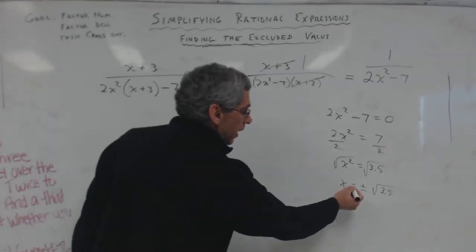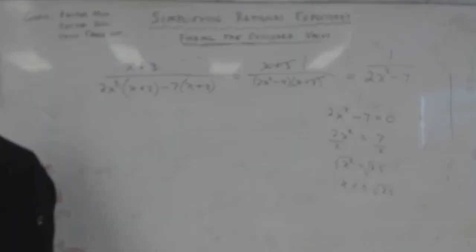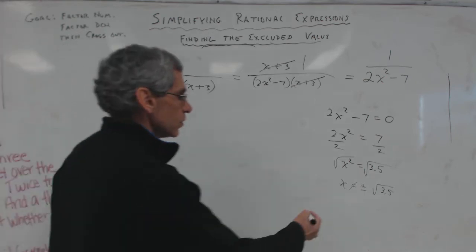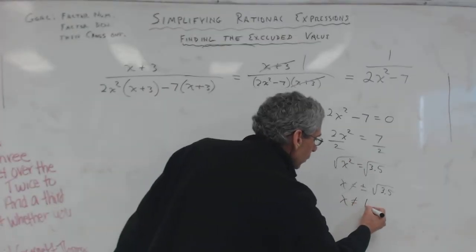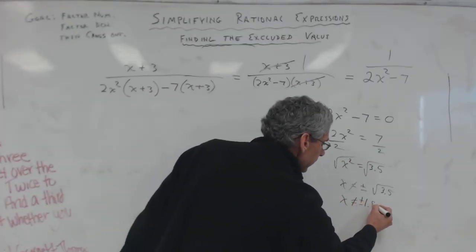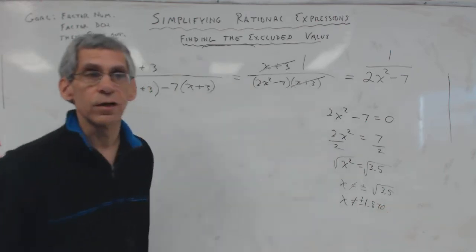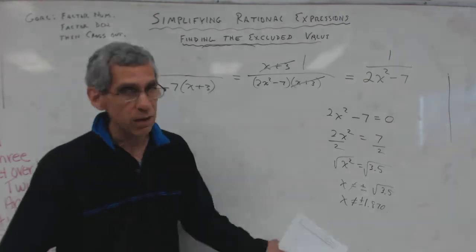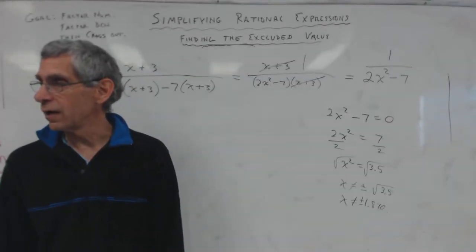So x cannot equal plus or minus the square root of 3.5. It's 1.870. Okay, so x cannot equal plus or minus 1.870. So I didn't mean to give you such a hard one. But you get it? You see what I mean? You just set it equal to 0 and solve, just like you've been taught, right?